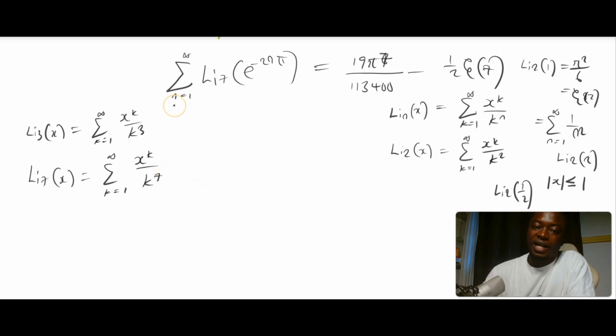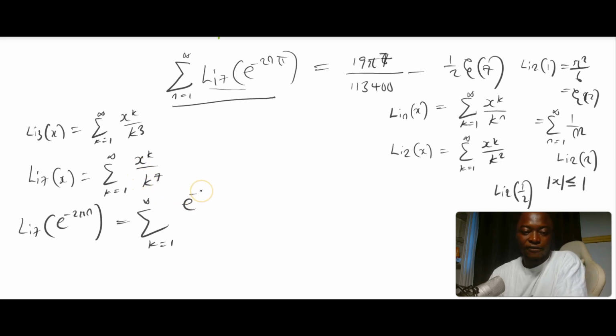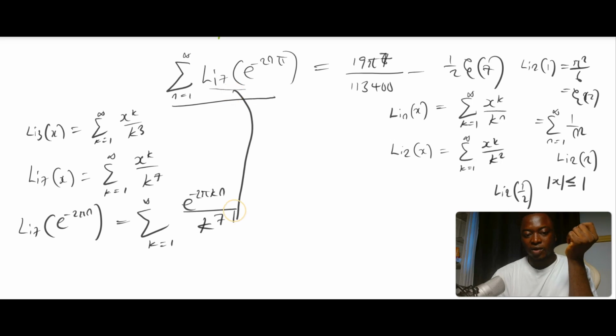So you see that this sum is a sum of a sum itself. For order 7, if the argument is e to the negative 2 pi n, then you would write this as the sum as k runs from 1 to infinity of e to the negative 2 pi kn, all divided by k to the 7th power. So all of this is equal to this here.